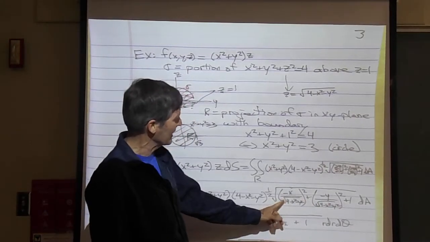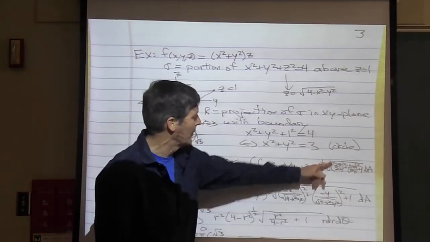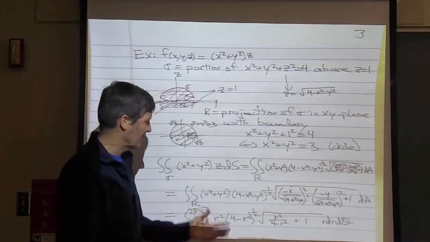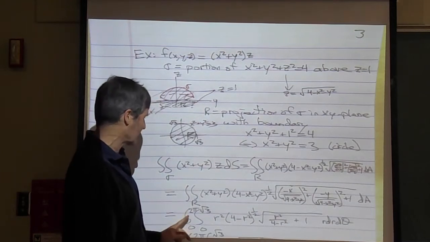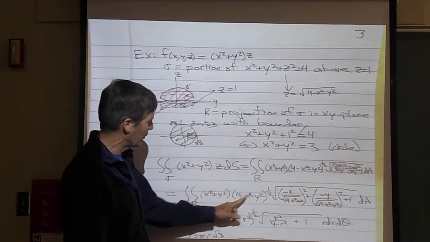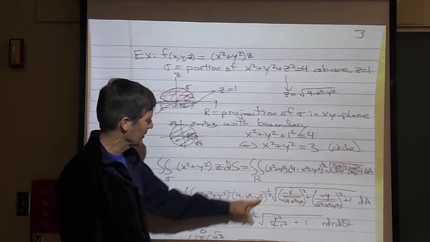So here's dz/dx squared plus dz/dy squared plus 1 put in, all times this stuff. What a mess. I can't possibly do that. This is where you need the other coordinate system. Switch to polar coordinates. This is r squared, square root of 4 minus r squared.